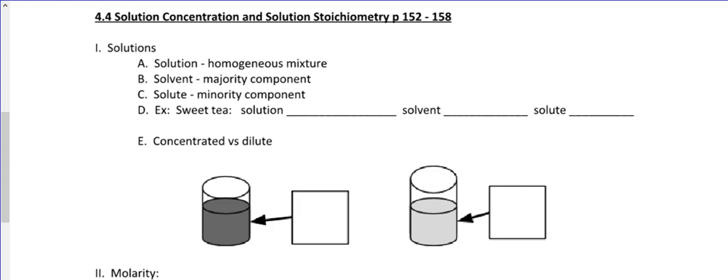So let's just talk about solutions real quick. Some vocabulary here. A solution is a homogeneous mixture. Homogeneous mixture means it's uniform throughout. The solvent is the majority component, what does the dissolving. The solute is the minority component, what is being dissolved.